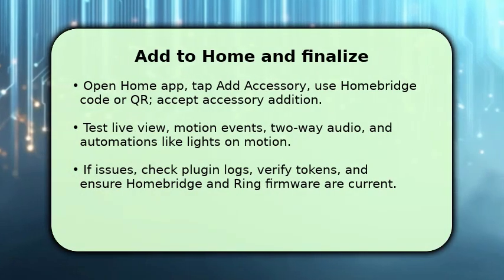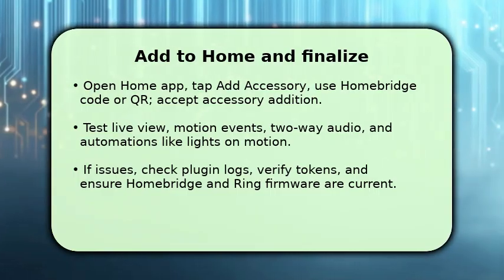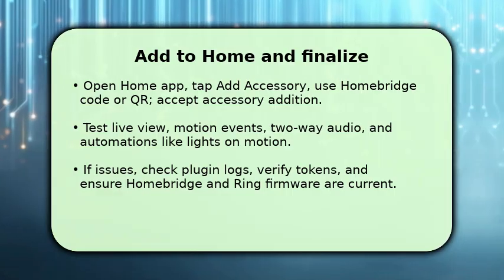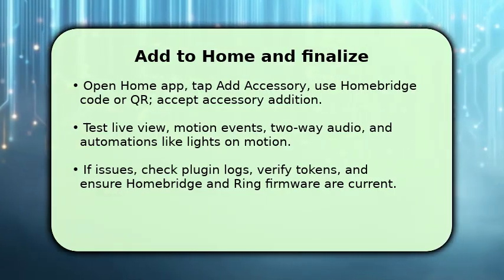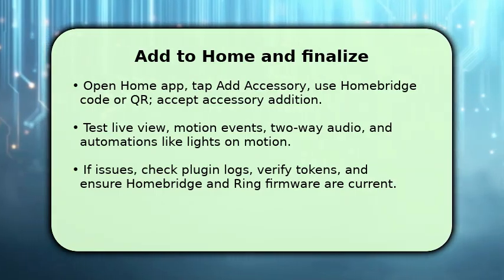Finish by adding your bridged Ring accessory to the Home app. Tap Add Accessory and use the Homebridge pairing code or QR. Follow prompts to assign rooms and names. Once added, test live view, motion notifications, and doorbell press events, and create an automation like turning lights on motion.